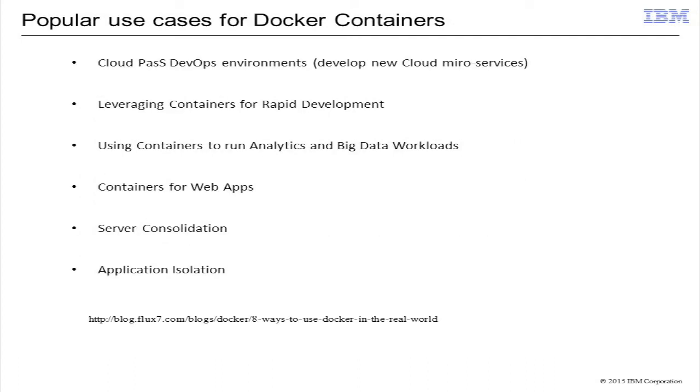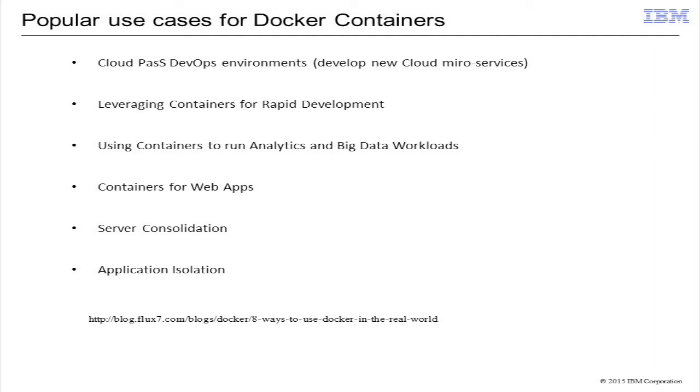Popular use cases for Docker containers include any kind of developer who's already standardized on a cloud platform as a service. DevOps environments typically use a Docker container, including to develop a new cloud microservice. The big use case is to leverage containers for agile or rapid development, rapid deployment of new cloud microservices. So any kind of agile project would tend to use Docker containers.